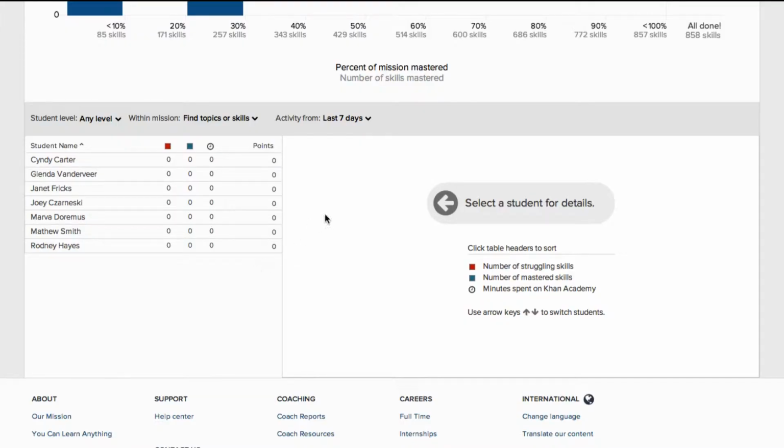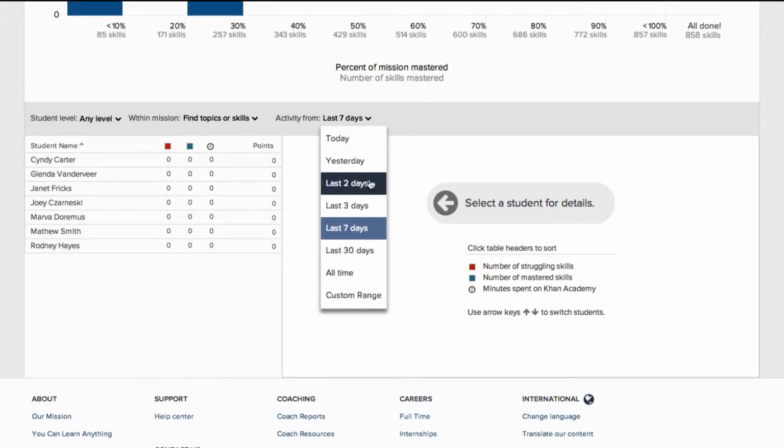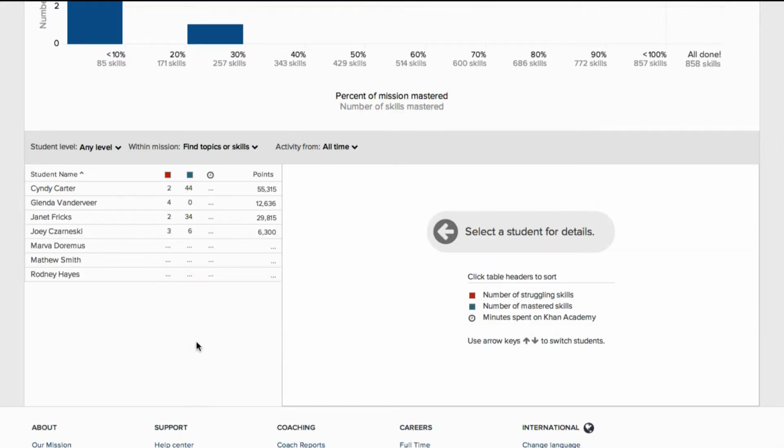None of these students have done anything, and it's because this shows activity from the last 7 days. And all of these students here have actually already passed the high school equivalency test, so these are old students. So I don't need to see what they've done in the last 7 days, but what I want to look at is what they've done from all time. And I can actually set that to be anything. I can look at the last 30 days, the last 3 days. I can look at any length of time that I want to look at. I can actually even set a custom range of dates if I wanted to. But what we'll do is we'll look at their progress from all time.